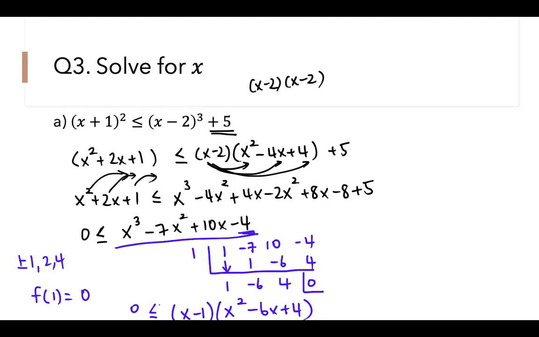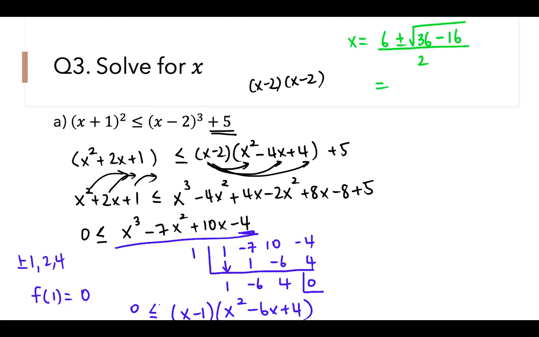Now let's factor this further, x squared minus 6x plus 4. Okay, so it seems like it's not factorable. So if it's not factorable, again, because it's quadratic, we are going to use the quadratic formula. So please do the quadratic formula on the side. So let me write down x is equal to negative b, so it's going to be 6 plus or minus the square root of b squared, which is 36, minus 1 times 4 times 4 is 16, over 2 times 1 is 2.